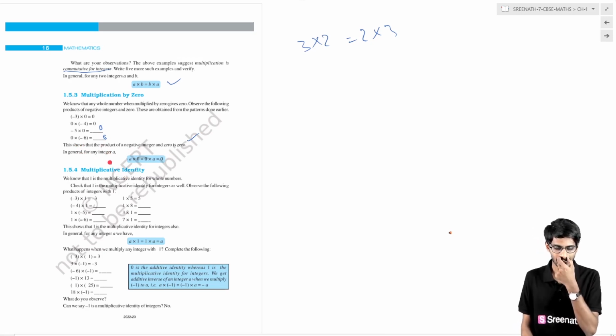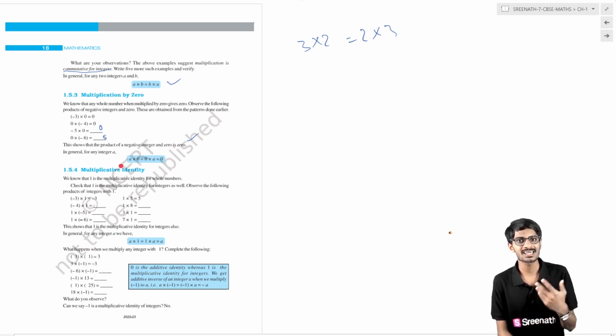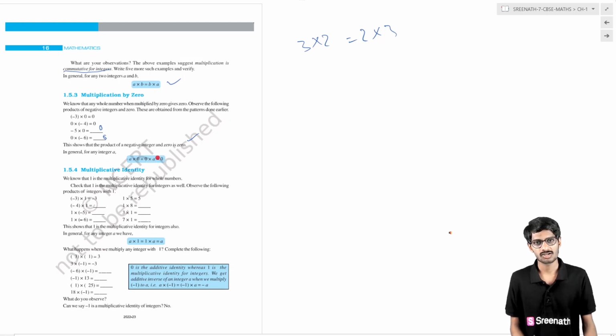In general, what will we write? A cross 0, where A belongs to any integer, it may be a positive integer or a negative integer, is equal to 0. Then 0 cross A is also equal to 0. Then we say that multiplication by 0 is satisfied.